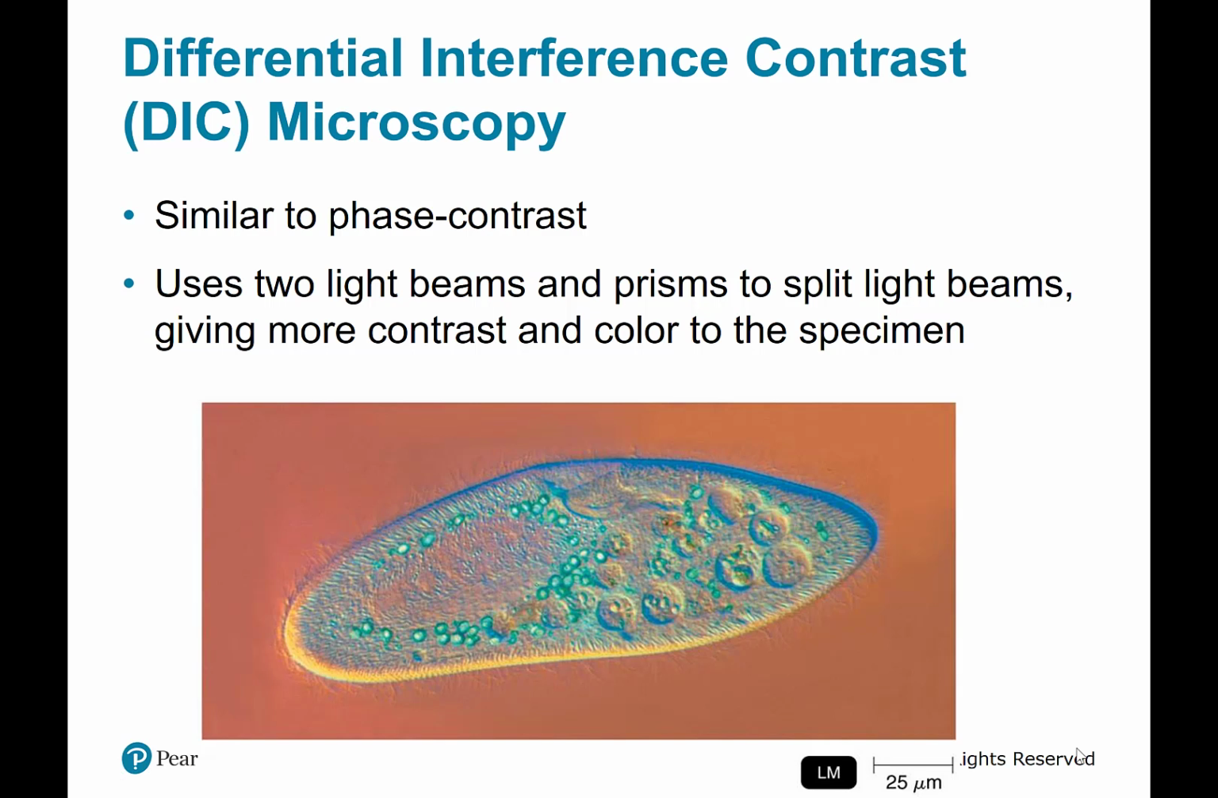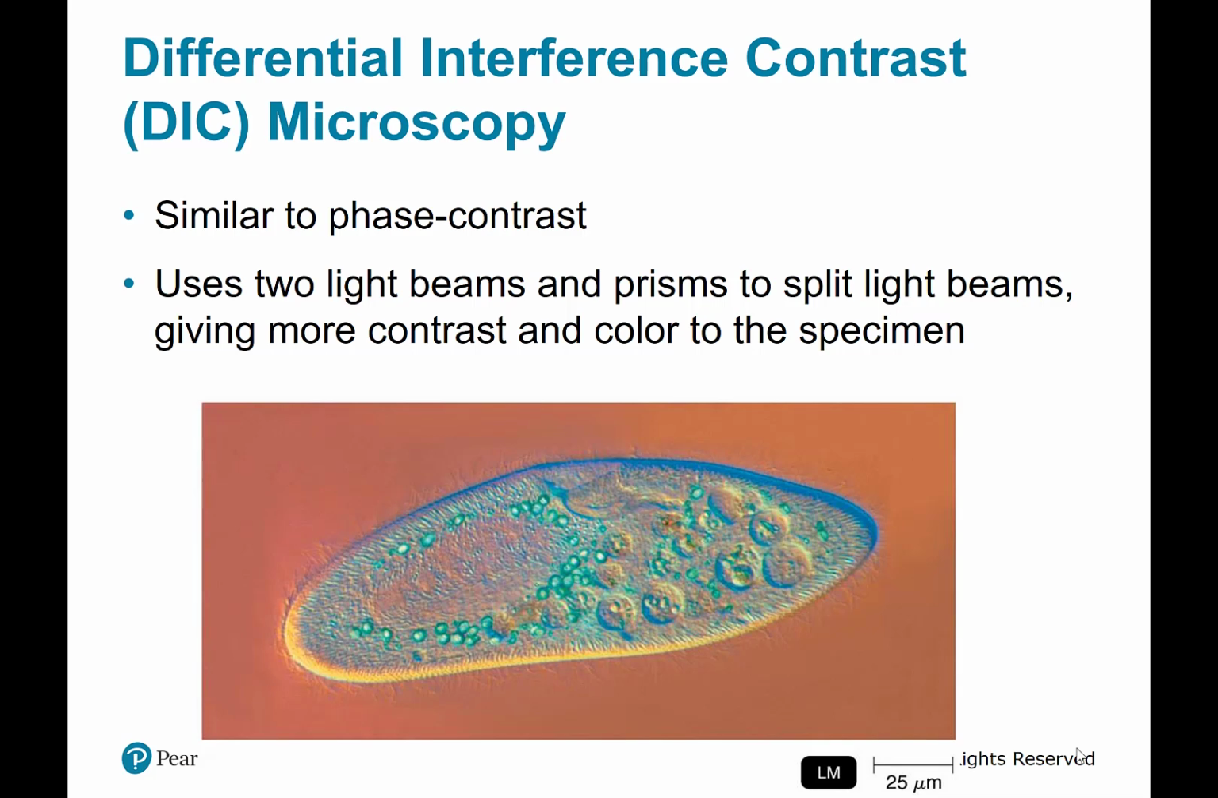Differential interference contrast microscopy is similar to phase contrast microscopy in that it uses differences in refractive index. However, with the DIC microscope, you're using two beams of light instead of one, and in addition to that, you're using a prism to split those light beams. It's going to allow you to give more contrast and color to the specimen. So similar to phase contrast, but with better resolution, the image is going to be brightly colored and will appear nearly 3D.